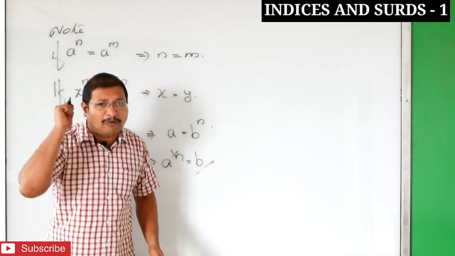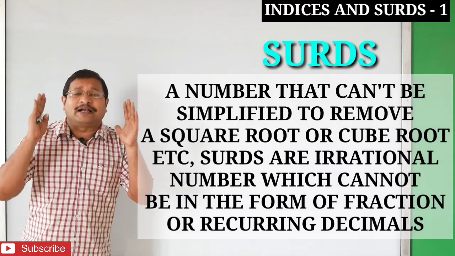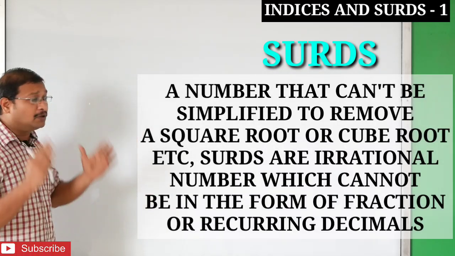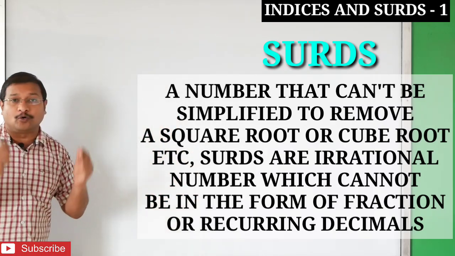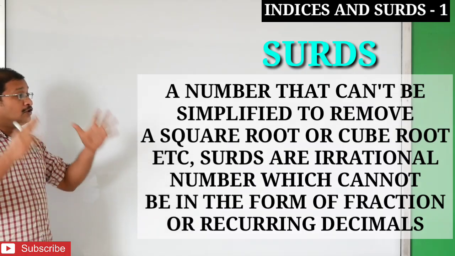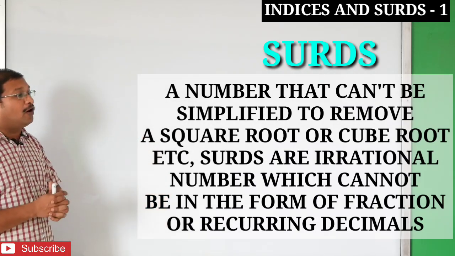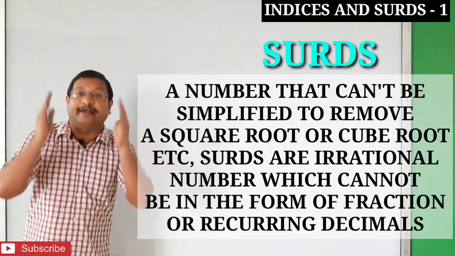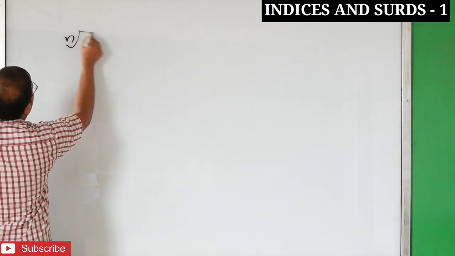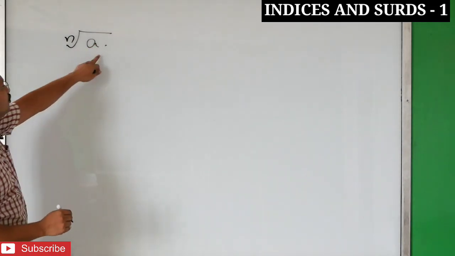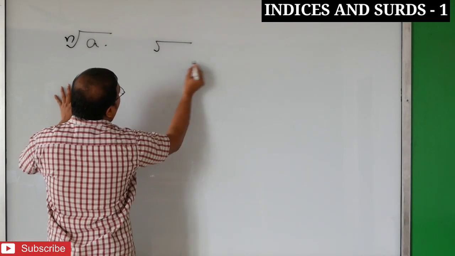Let us see now some of the equations which belong to surds. Let us see the next one, surds. Surds means a number that cannot be simplified to remove a square root or a cube root, etc. Surds are irrational numbers which cannot be written in the form of a fraction or a recurring decimal. Now I am writing here nth root of a. That means this root sign is called the radical.